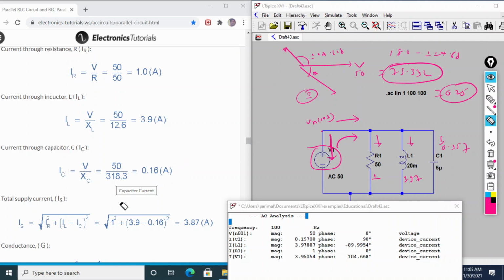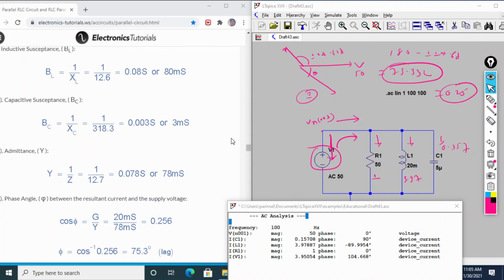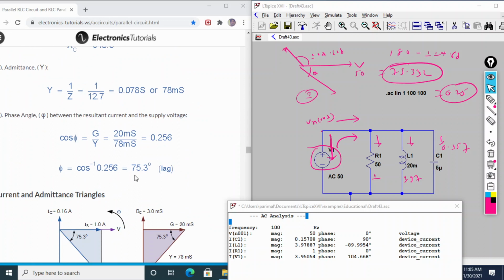Now let us go and check the power factor. Just go down. Here they have calculated the power factor. What is the angle they have calculated? It is 75.3. Now what have we calculated? This is the angle that has been calculated by us.